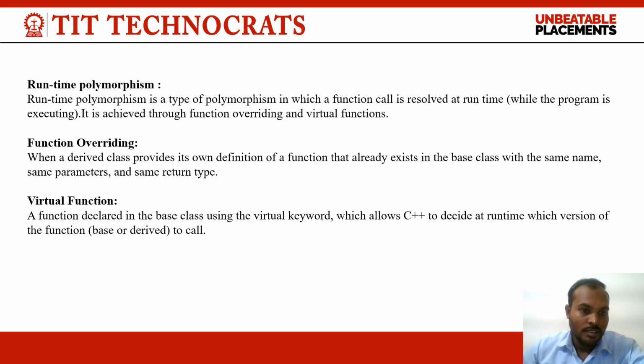Runtime polymorphism. Runtime polymorphism is a type of polymorphism in which the function call is resolved at runtime while the program is executing. It is achieved through function overriding and virtual function.